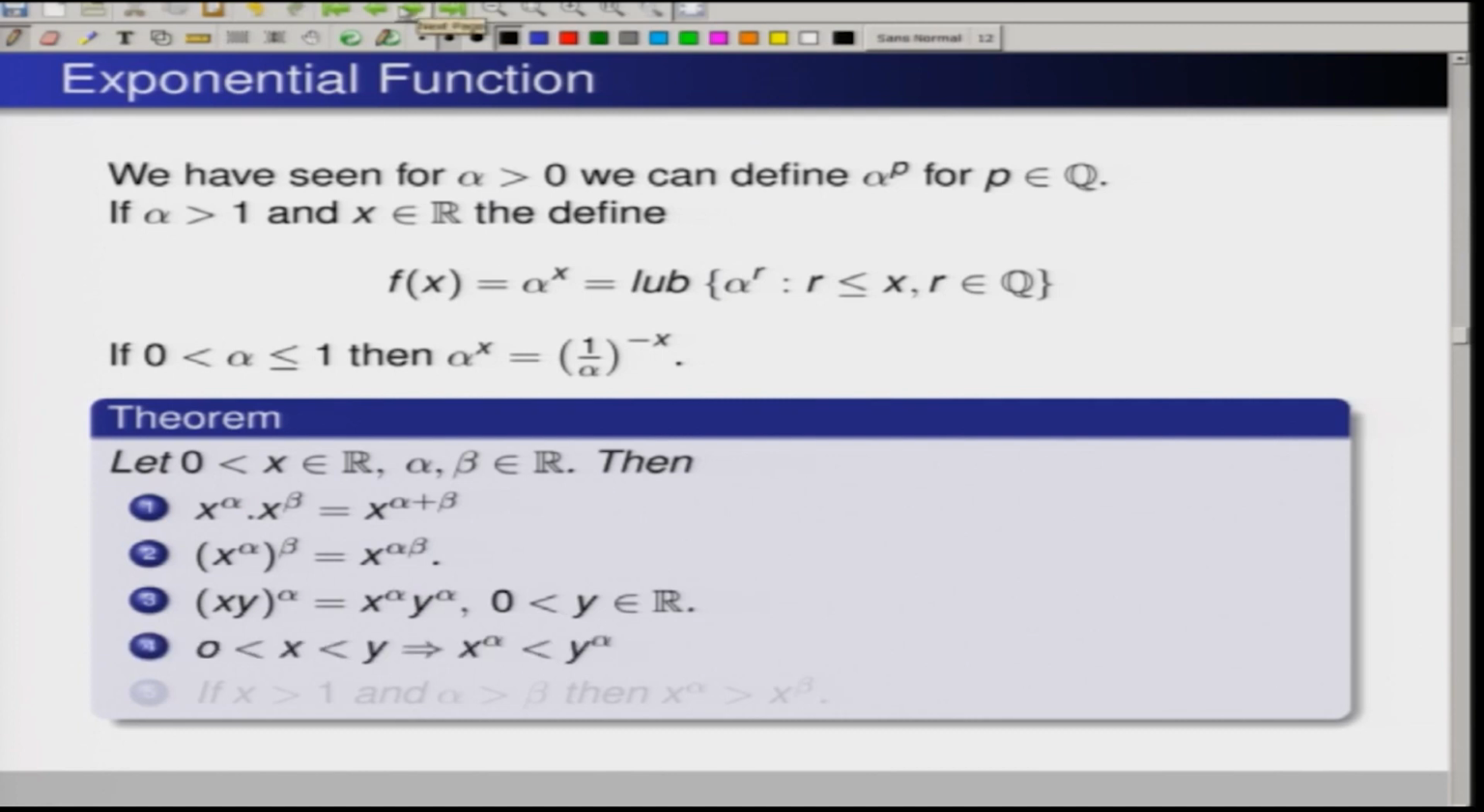And if 0 is less than x less than y, then the power respects the inequality: x to the power alpha is less than y to the power alpha, provided alpha is positive. Now, if x is greater than 1 and alpha is greater than beta, then x to the power alpha is greater than x to the power beta.